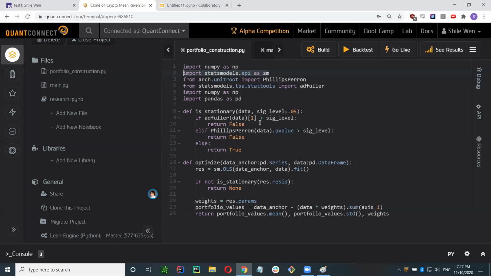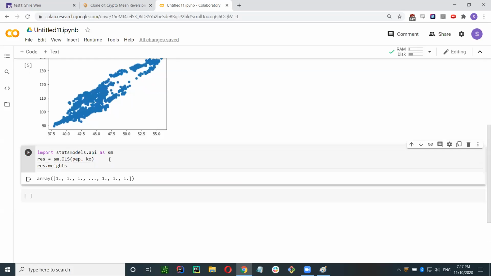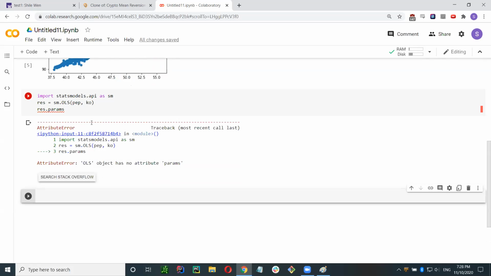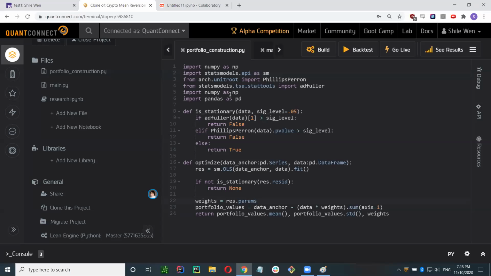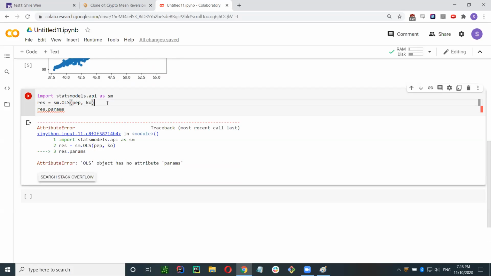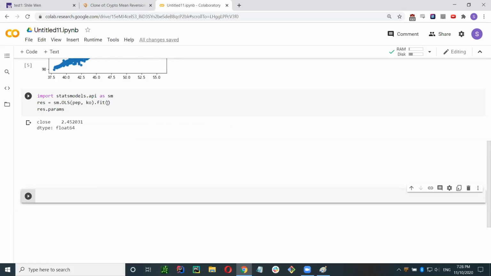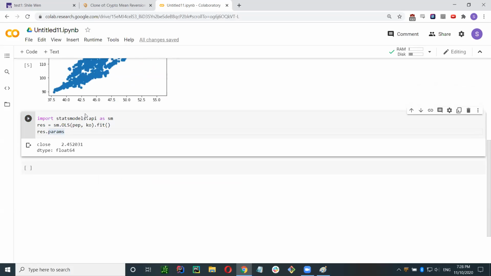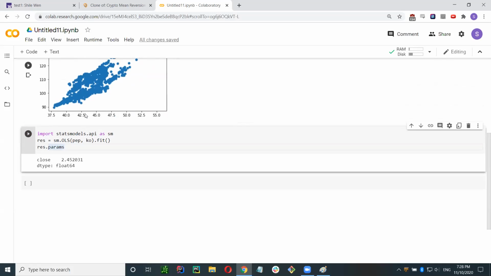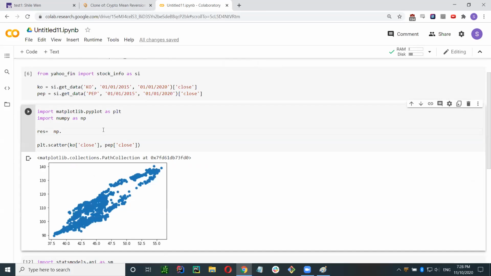Shoot, I forgot. res.weights. Oh, it's .params. Okay. Oh, I need... yeah, it's kind of weird. Okay, now. Okay, so that's like the slope here.